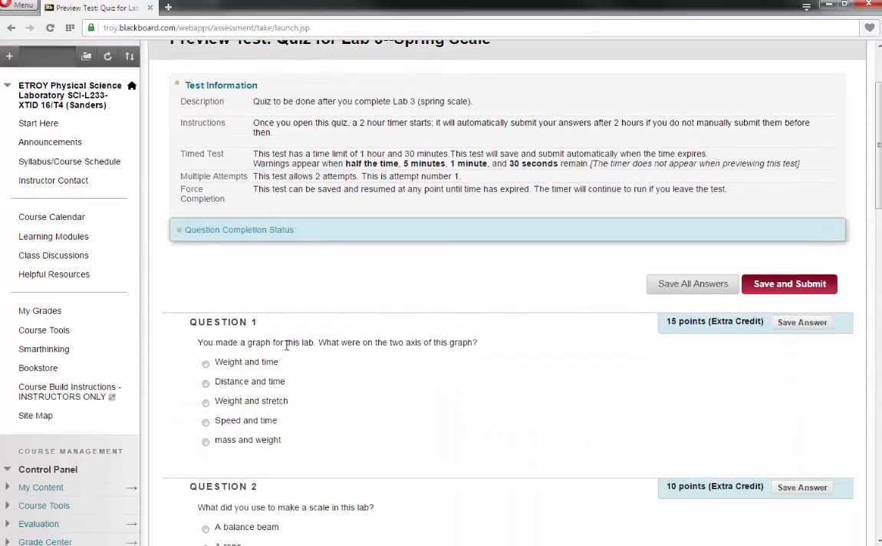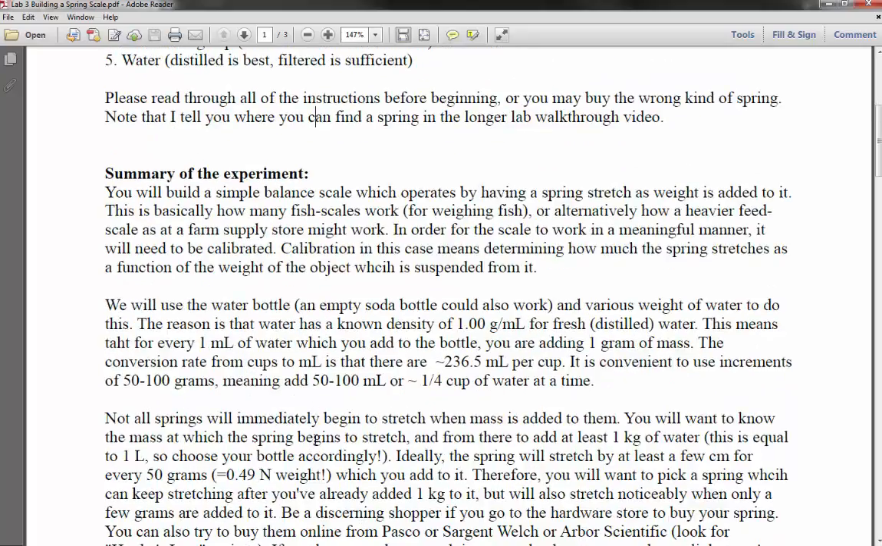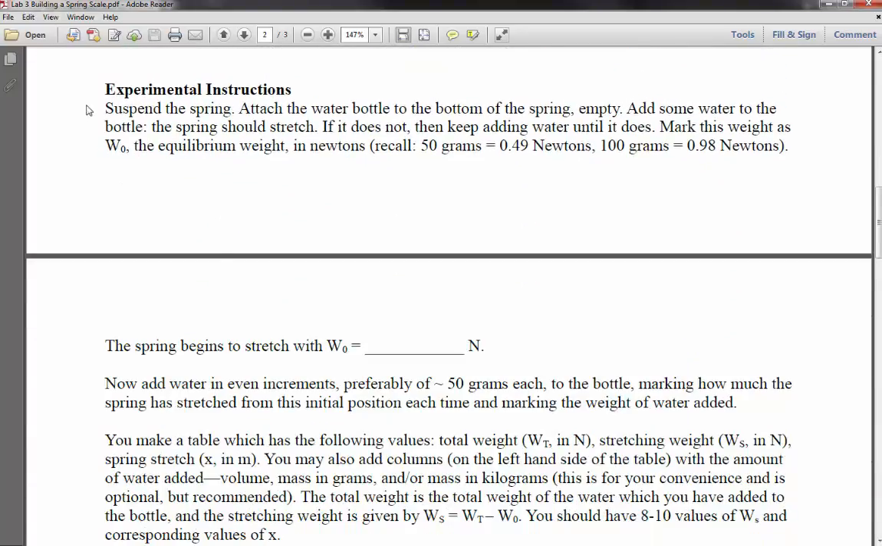So the first question was, you made a graph for this lab. What were on the two axes of this graph? Okay, so let's open up our directions and take a look at what it is we're supposed to be doing, because that will help us when answering this question. So in the experimental instructions, it basically says get the spring, hang it, attach a water bottle or some other mass holder to the bottom of the spring, empty, then start adding some water or other masses to the bottom of the spring until the spring starts to stretch.